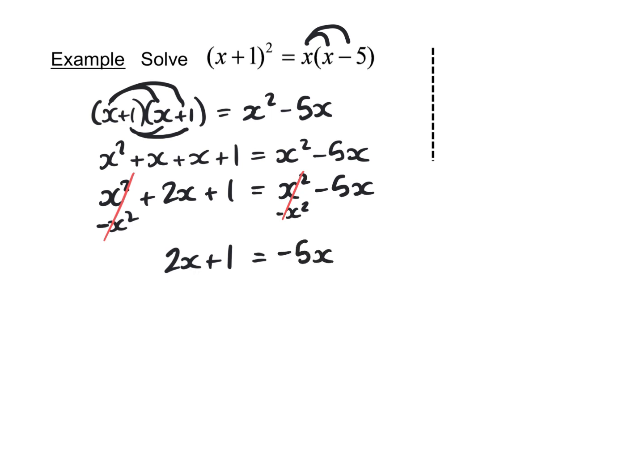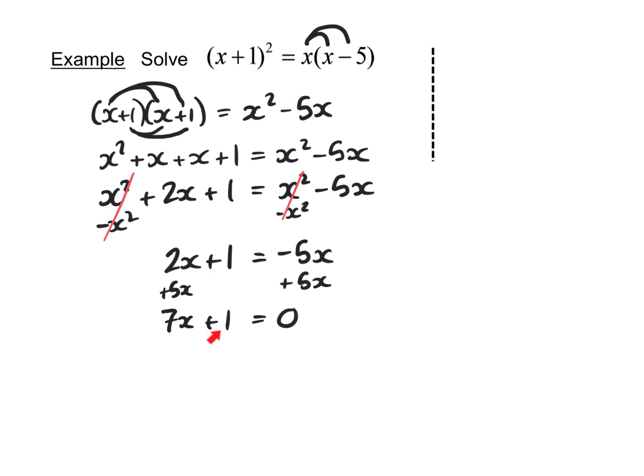The next step again, because I don't want to have x at this side of my equation, is I'm going to get rid of this negative 5x by adding 5x to both sides, which is going to leave me 7x over here, plus 1 equals 0.